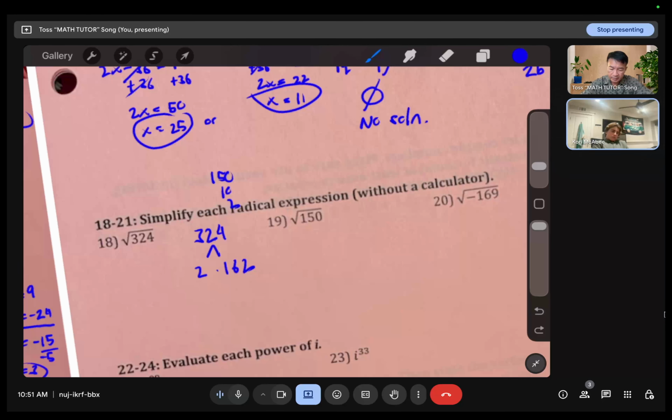Yeah, so 162. So half this again. Half of 100 is 50. Half of 60 is 30. Half of 2 is 1. So add them up. So it's 81. Okay, we got it. We got the perfect square right here. Is that right? 81. Yeah. So 81 twice gives you that.